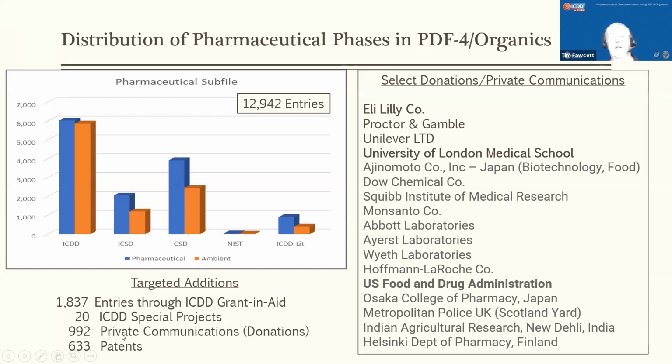There was another 992 that came from private donations and communications with these companies over here. You can see the US FDA, Eli Lilly, and University of London highlighted because they supplied many, many patents, but we also got ones from Japan, from Scotland, from Finland, from India, all around the world. And there's over 1,000 of these that were private donations into the database. And so these are the things that you don't see in other databases. And it's about half of the total powder diffraction reference materials that is from these targeted additions. And then we have the ones from CSD and from the other sources.